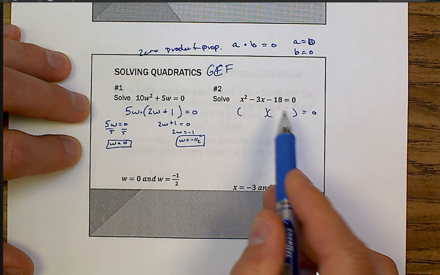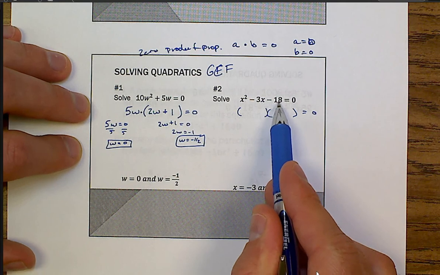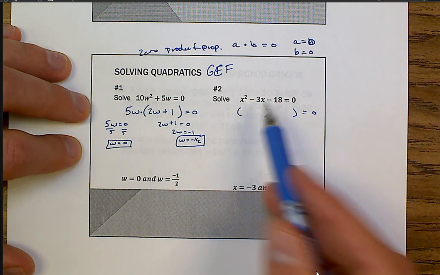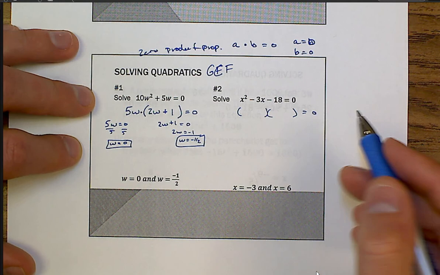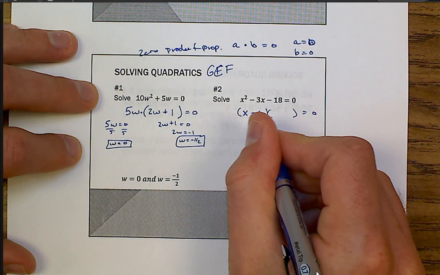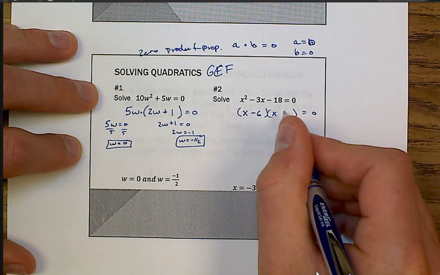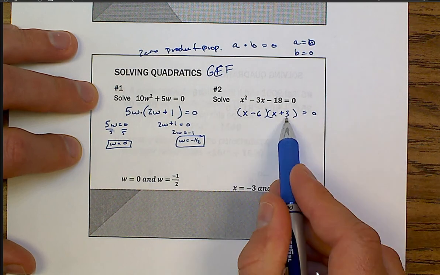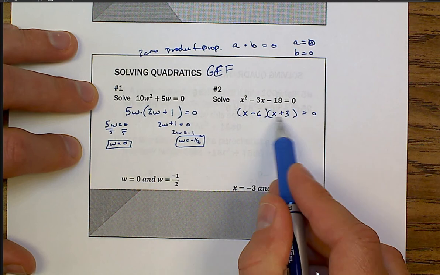What two numbers multiply together give you -18 and add together to get -3? Well, list all the factors of 18 if you need that. But that should be a -6, right? And a +3. -6 times 3 is -18. -6 plus 3 is -3.